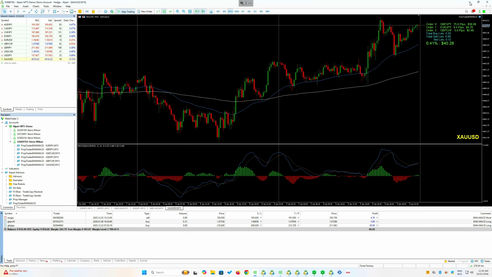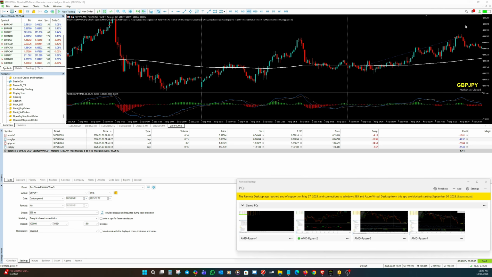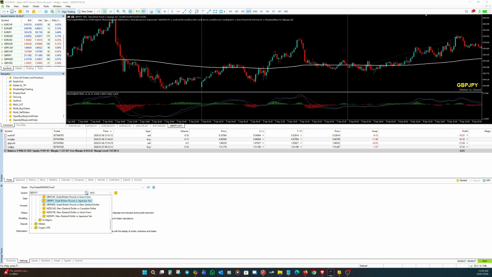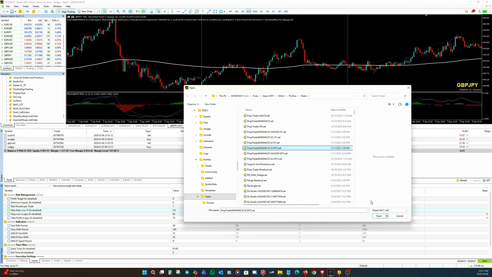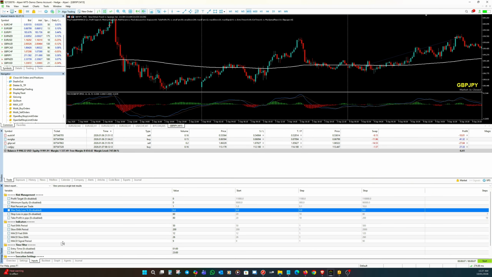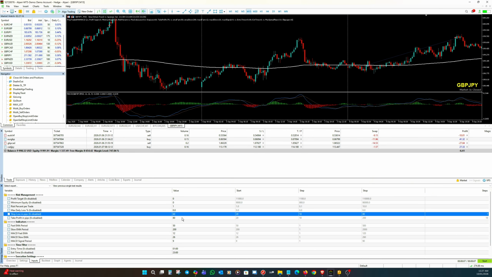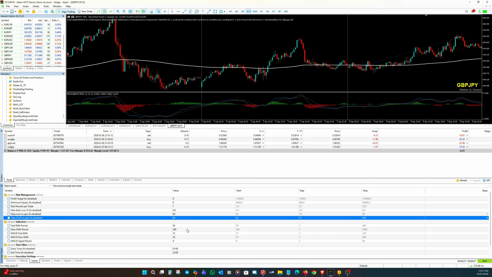So let's go back to our backtesting and we'll pick a different pair. Maybe I'm thinking J for starters. That was one of our better ones, I think, that we actually had. So this is our settings for the 15-minute chart. We had a stop loss of 60 and a take profit of 80.